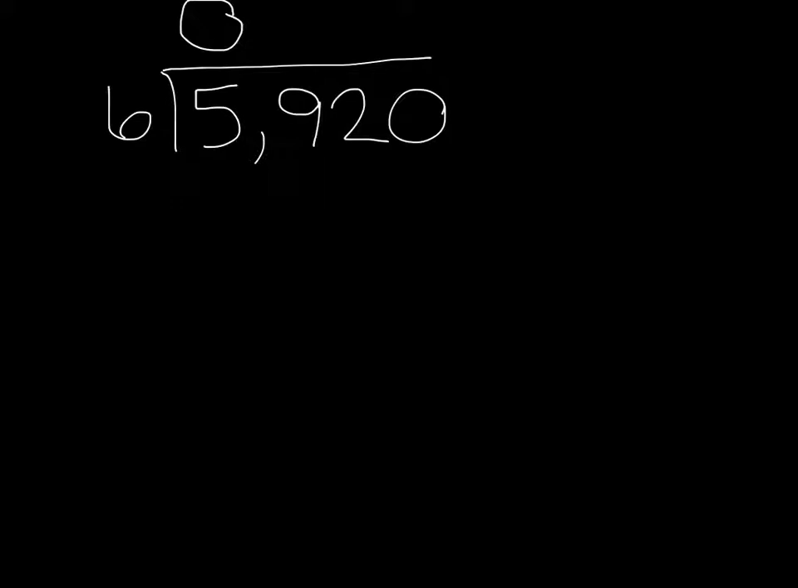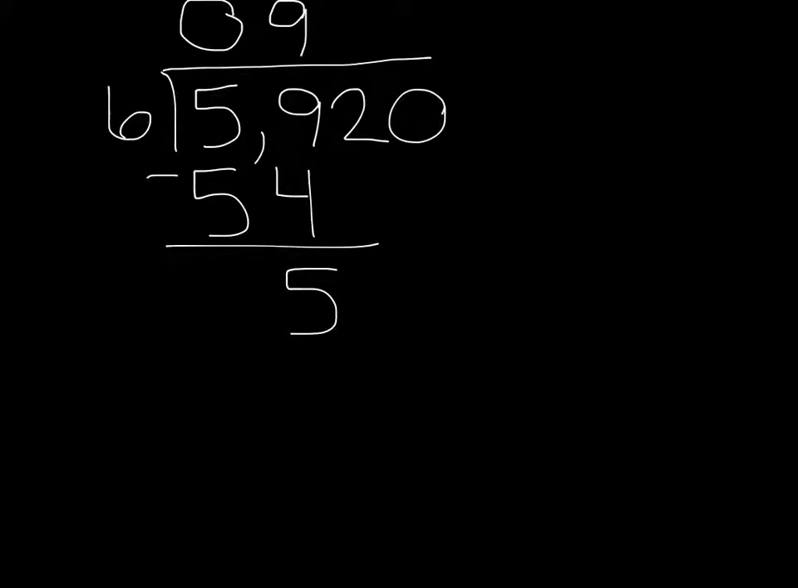Well, I know 6 times 10 is 60, but I can't put a 10 up top. That would be too much. And I know 6 times 9 is 54. So then we subtract. 9 minus 4 is 5. Remember, the next step after you subtract is always to bring down that next digit.